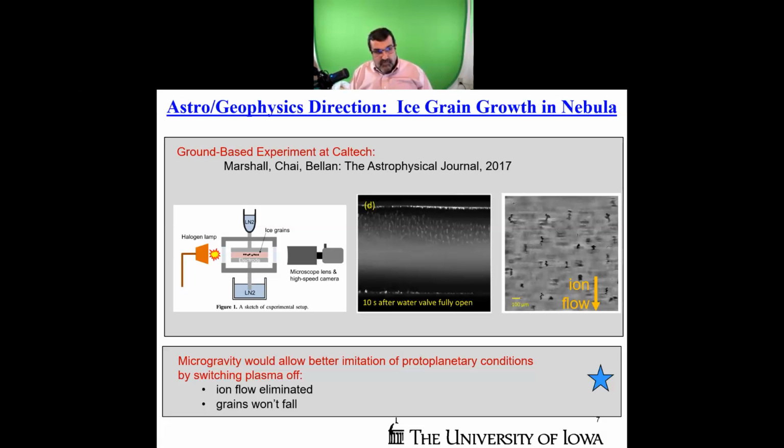It's not Bellin's comment, but my comment here is that microgravity, what would it be useful for? Well, you might be able to better imitate the protoplanetary conditions by, among other things, possibly switching the plasma off after the experiment gets started to eliminate the ion flow so that the particles aren't all affected by ion flow in a way that they were not being affected necessarily in the nebula. And under microgravity conditions, turning the electric field off that drove that ion flow won't cause a big problem because the grains won't fall. So that's just a suggestion for a possible future research area that could be done. And that concludes this presentation.